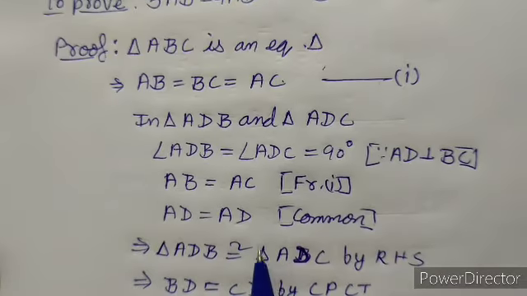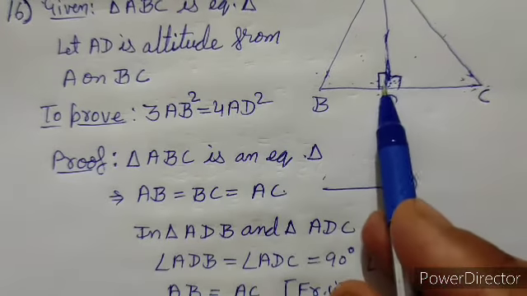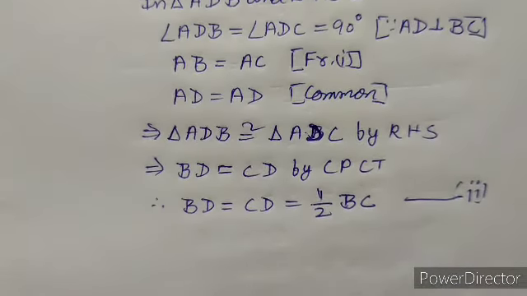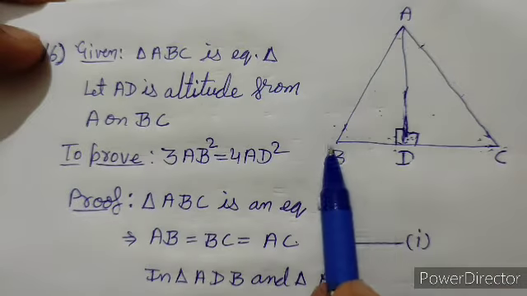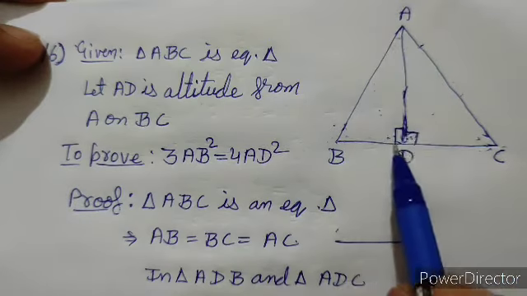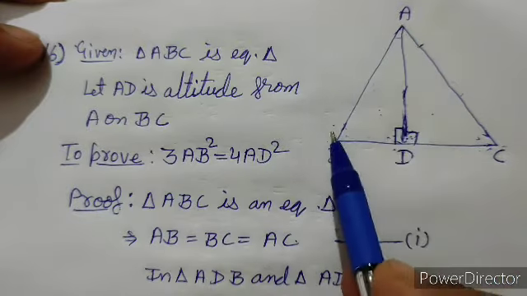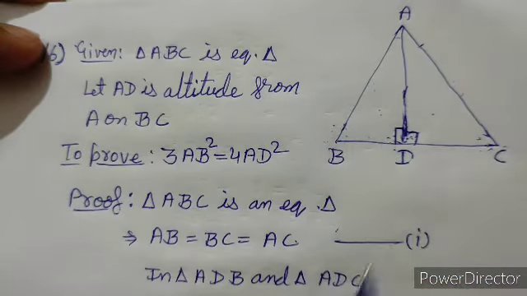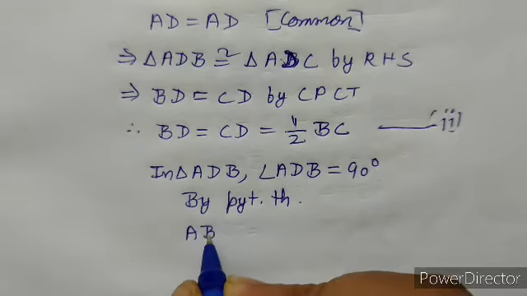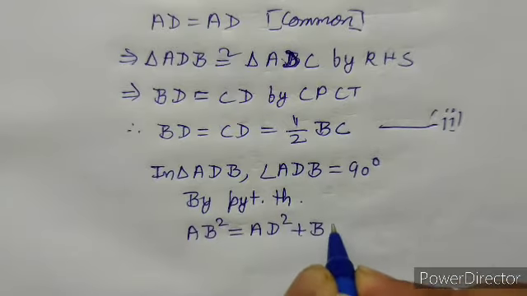So if ADB is congruent to ADC, then we can say that BD is equal to CD, and that will be half of BC. Now in triangle ADB, angle ADB is 90 degrees, so we can apply Pythagoras theorem in triangle ADB. From that we will get AB square equal to AD square plus BD square.